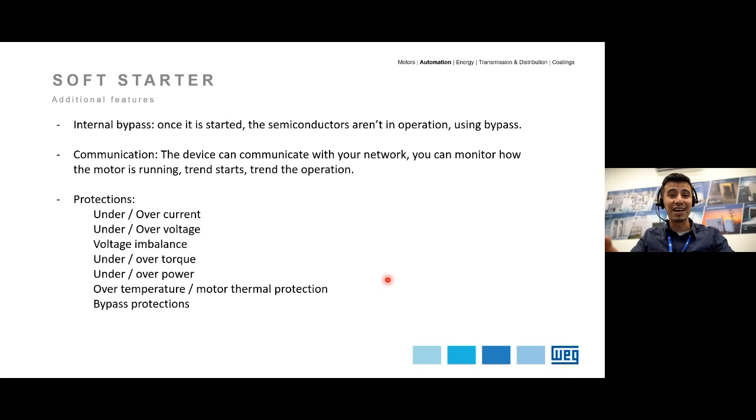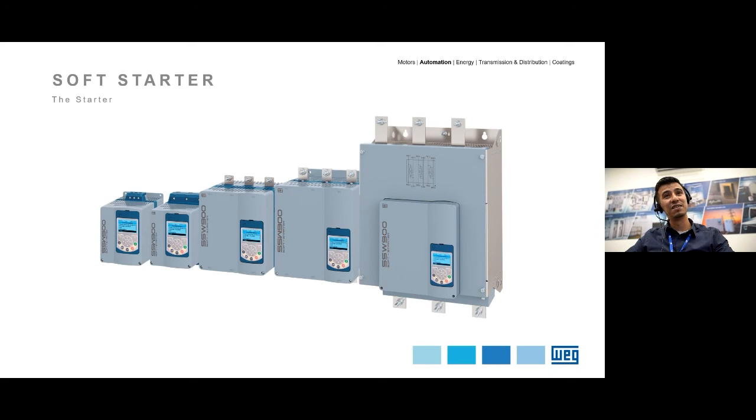How does the starter look now, Rafa? Well, it looks like this. We have different frames, right? So the smaller frames will be like this, and then we go up to 1400 amps on the larger frames, which will look more like this.